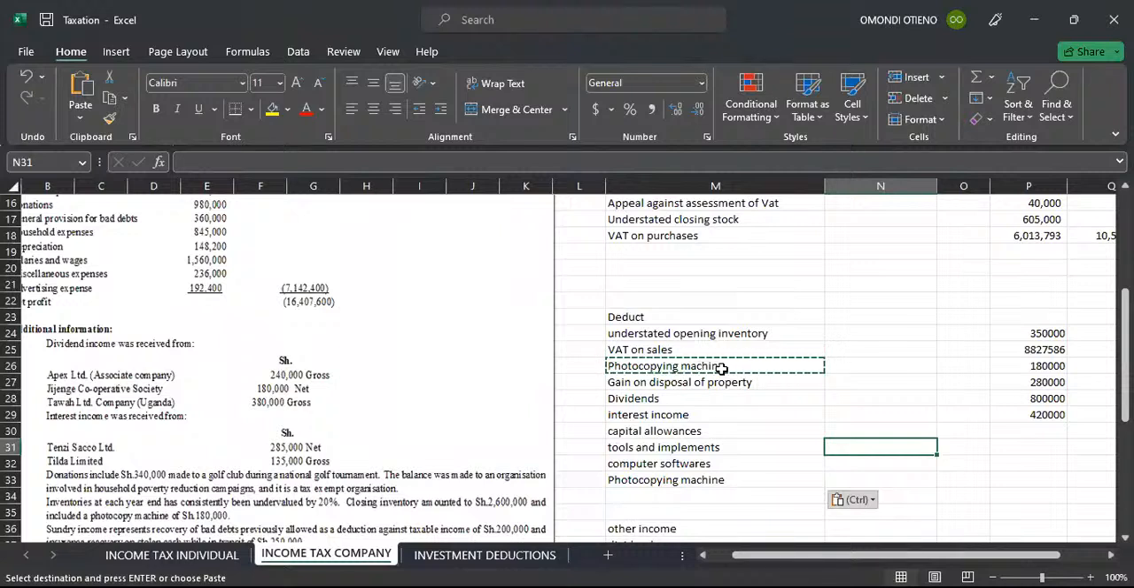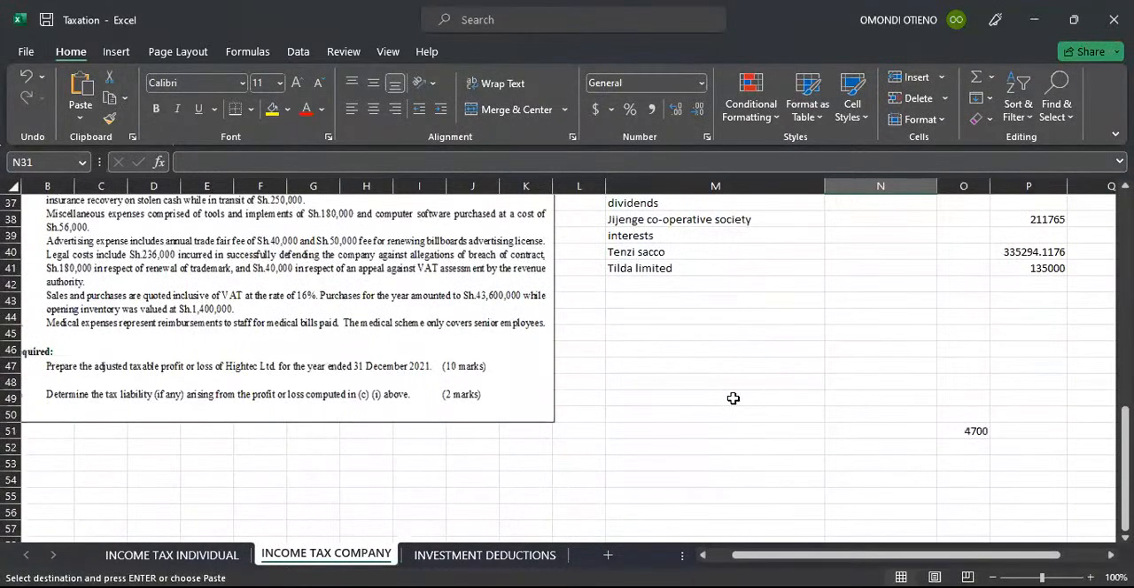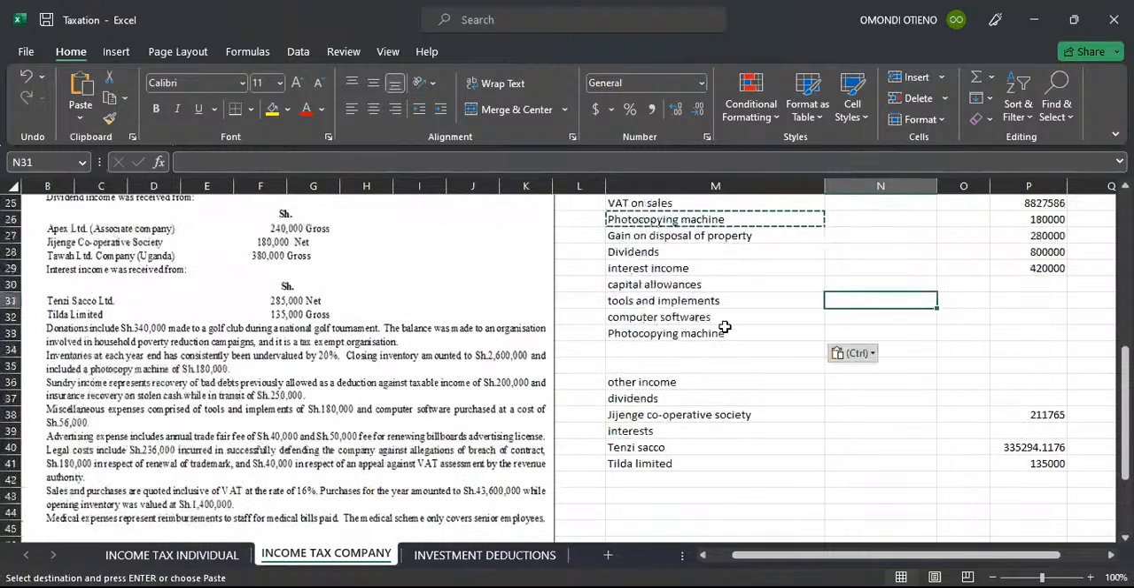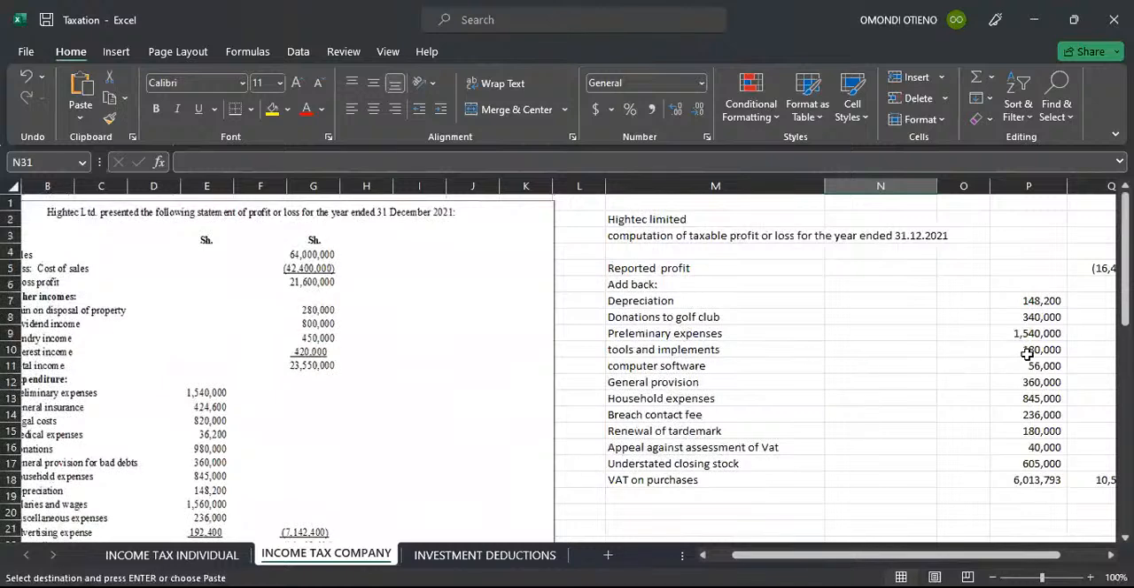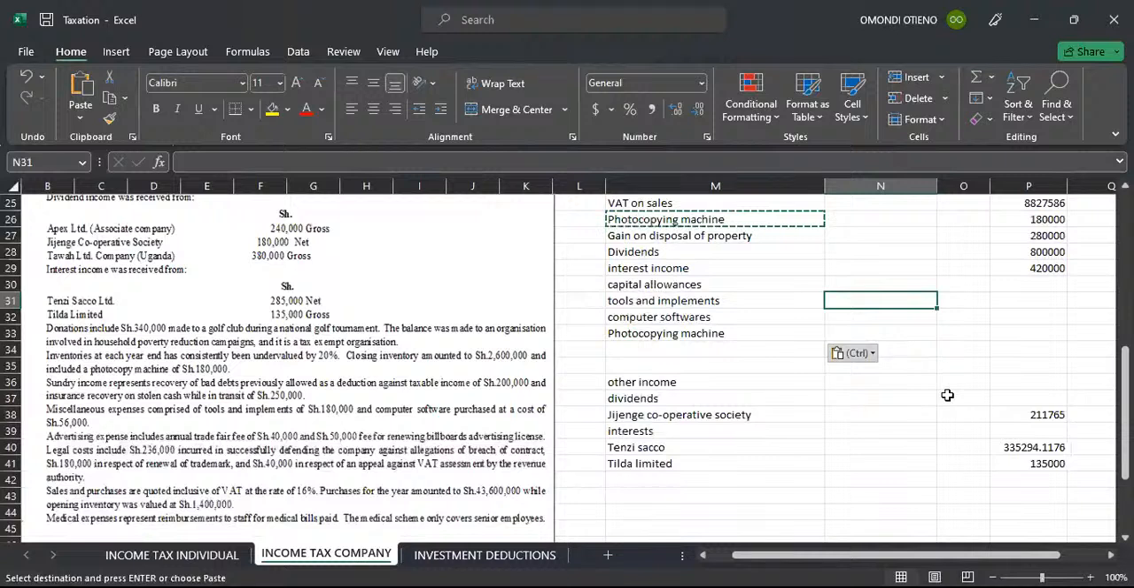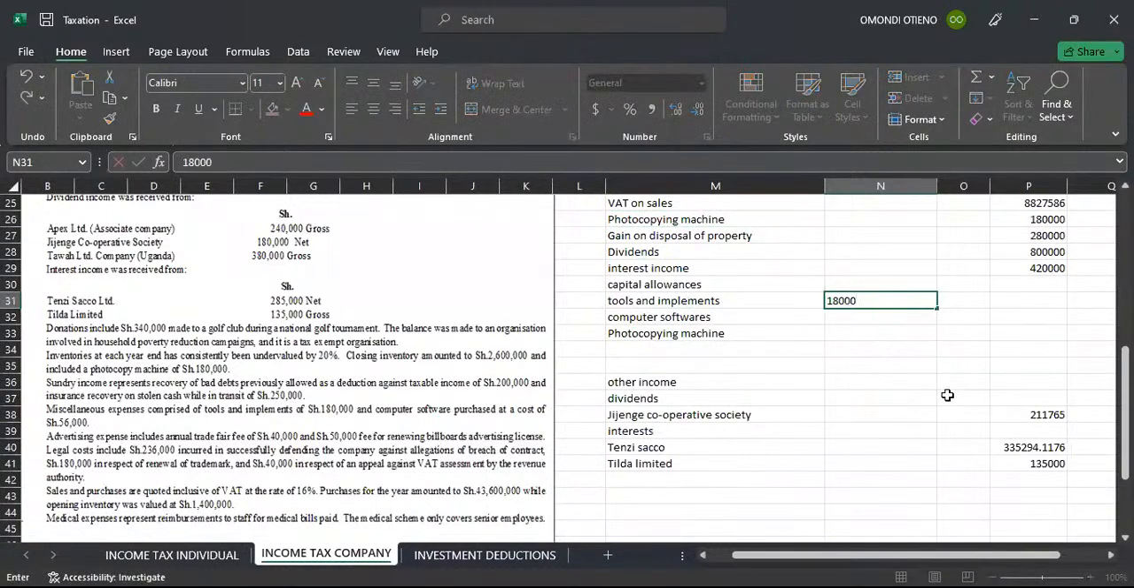Just have a small thing somewhere there, like this one here. You have your sales and see how it is affecting the profit. That one, you'll be able to understand how those items are affecting your profit and insert the right value at the right place. So tools and implements, I think we had 180,000. Then computer softwares, we had 56.